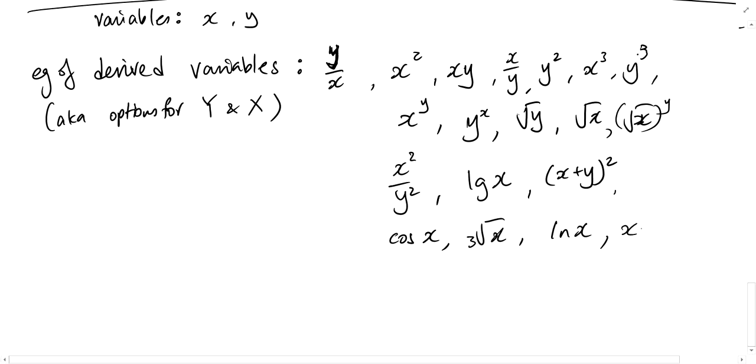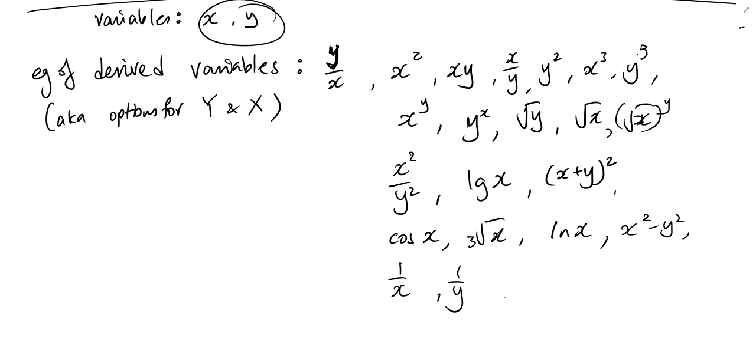X squared. Okay, can. X and y is already here. What else? X factorial. No, I don't think so. 1 over x. That's what I'm looking for. 1 over x also can, right? Then 1 over y also can. So all these are possible variables. You can see from here that you can get really creative with it. Even like log base 5 of x. But I'm telling you that you have to know the definitions.